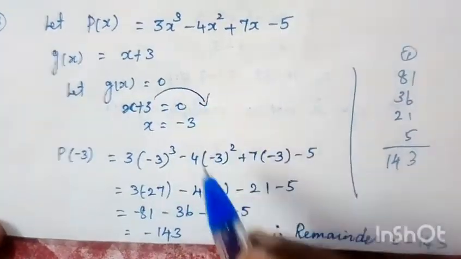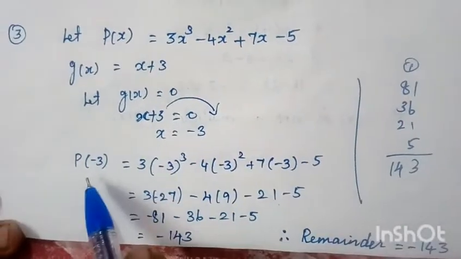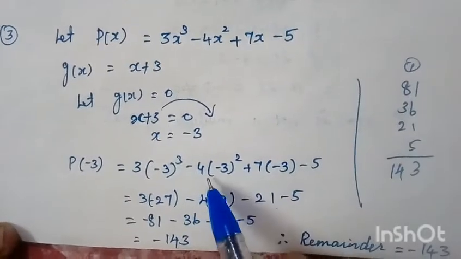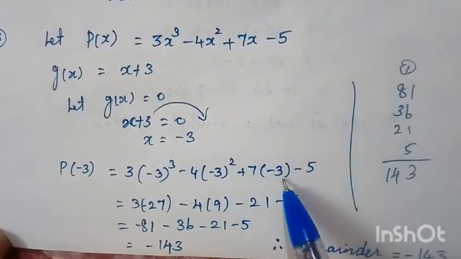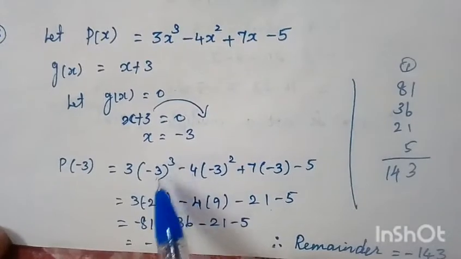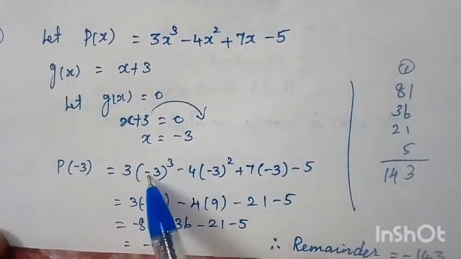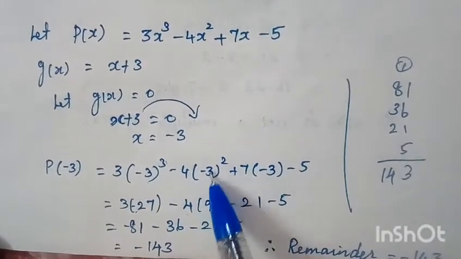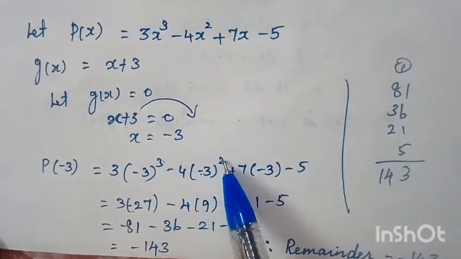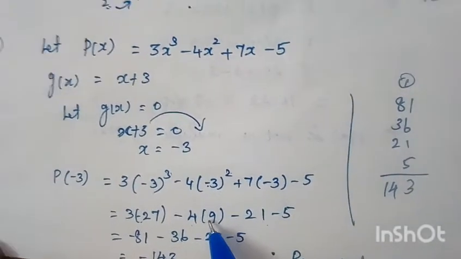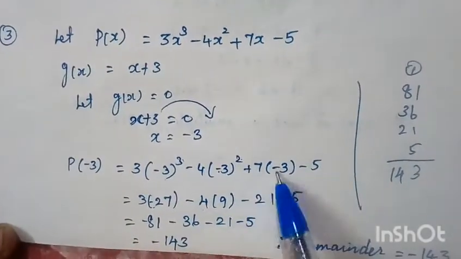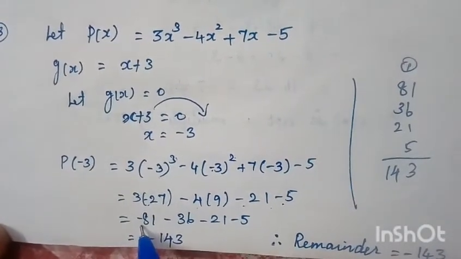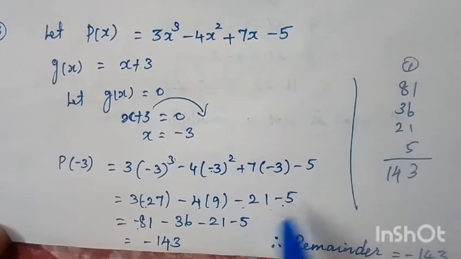Plus 3, you transpose to this side, it becomes minus 3. Now you have to substitute the value minus 3. So that is 3 into minus 3 whole cube minus 4 into minus 3 whole square plus 7 into minus 3 minus 5. Now you have to simplify this, that is 27, minus, the power is odd, so minus. 4 into 3 square is 9, minus, the whole power is even, so it becomes plus. 7 3s are 21, plus into minus minus 5. Now 3 into minus 27 is minus 81, 4 into 9 is 36, minus 21, minus 5.